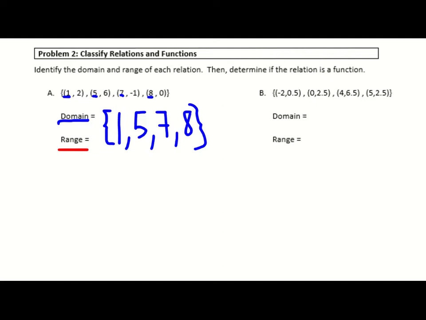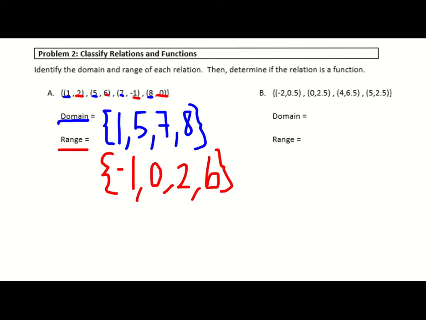The next thing I'm going to find is the range. The range is your y values. And again, I'm going to put them from least to greatest. So I'm going to start with -1 because that's my smallest y value, then 0, then 2, then 6. So I'm simply just listing what my x's are for the domain, what my y's are for the range.